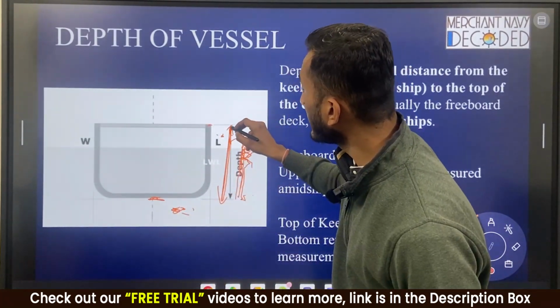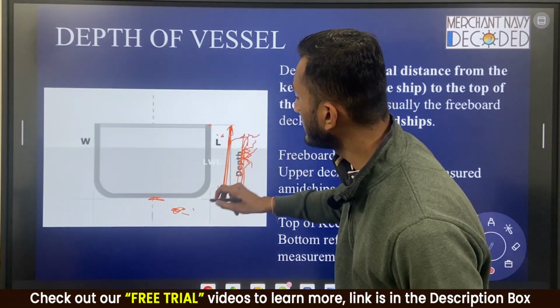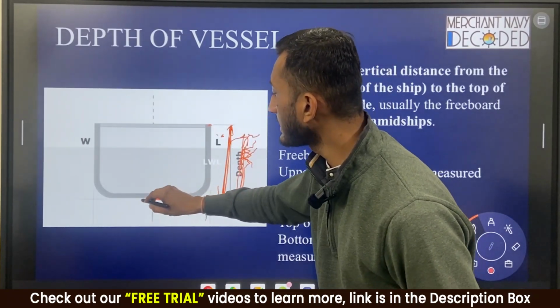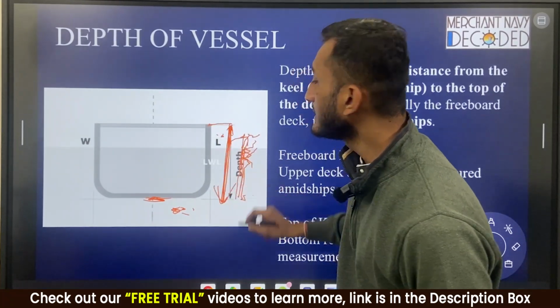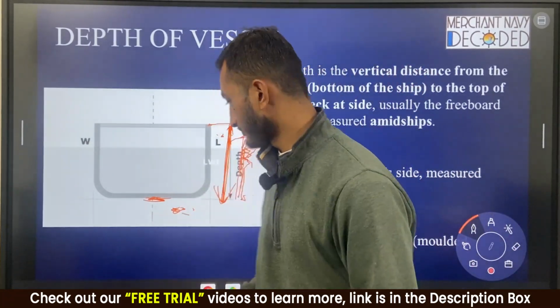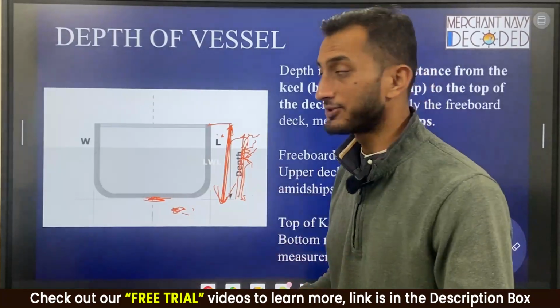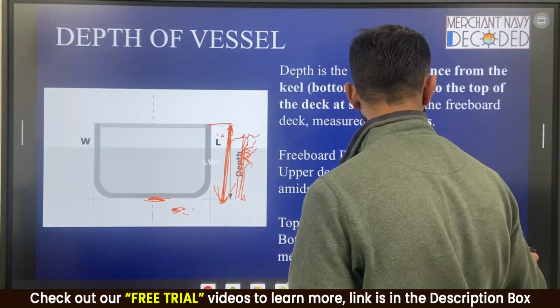So it is the vertical distance, not the horizontal one. The vertical distance between the bottommost keel plate and the freeboard deck is the depth of the vessel, and it is taken at the midship. I hope I have made myself clear.